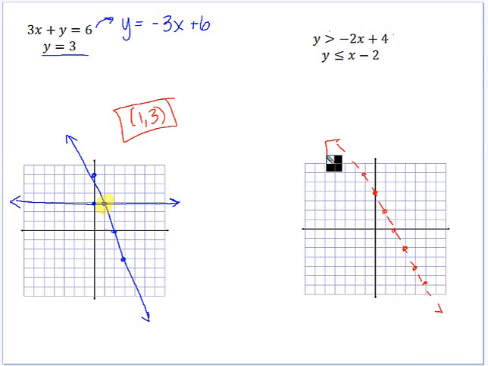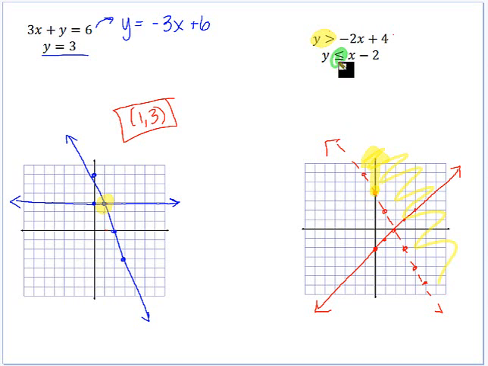Second equation, y is less than or equal to x minus 2, so our y-intercept is -2. Slope of 1, so up 1 over 1. This is less than or equal to, so this is going to be a solid line. And now we need to see where these two regions intersect. So this first one says y is greater than. So here's where we cross the y-axis for our first line, greater than is above it. Okay, so that's everything over on this side of that dashed line.